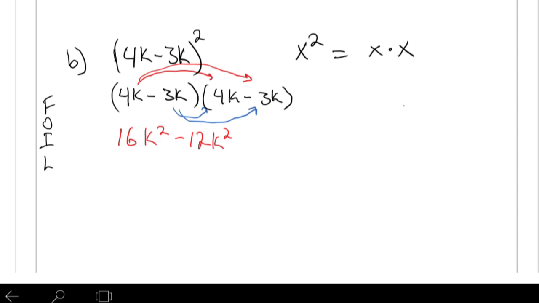All right, now the blue, the second guy here, the inside. 3k is negative times 4k. It's going to give me negative 12k squared. And negative 3 times negative 3 is going to give me plus 9k squared.